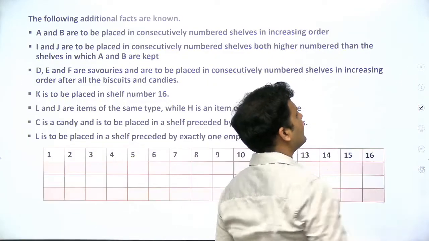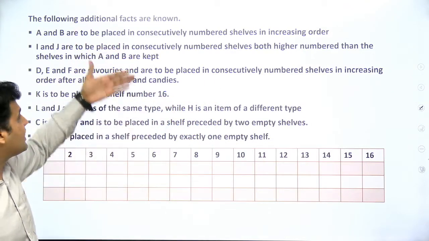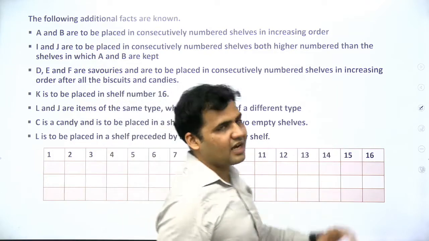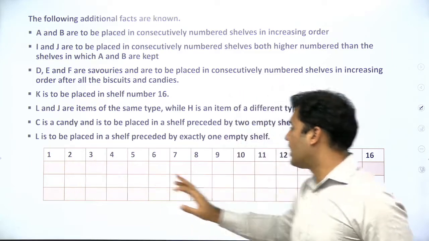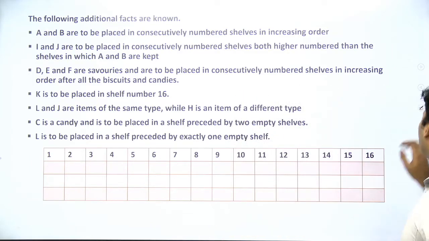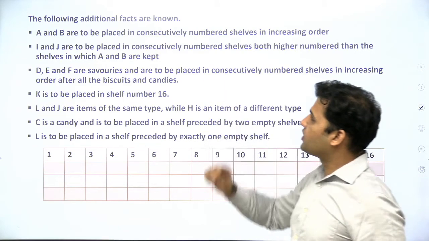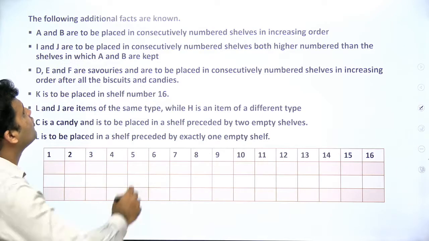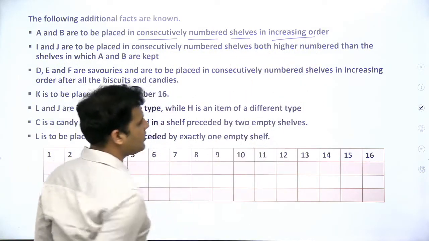Now if I go to the second piece of information, guys, there is some more information given to you, using which you are supposed to arrange the items on these shelves numbered starting from 1 and ending at 16. Let's start, guys. What do we have over here? First information says A and B are to be placed in consecutively numbered shelves in the increasing order.